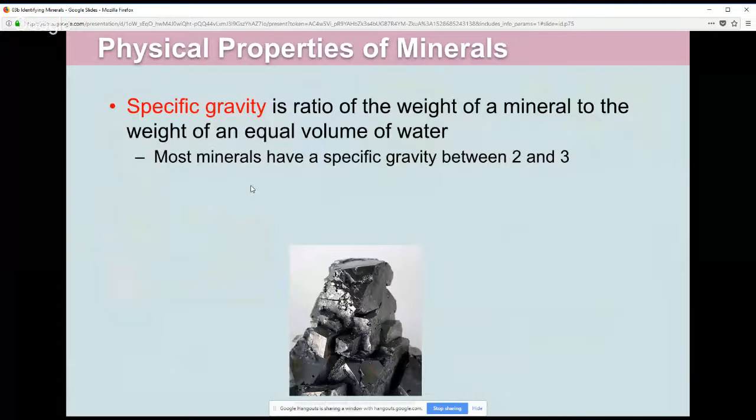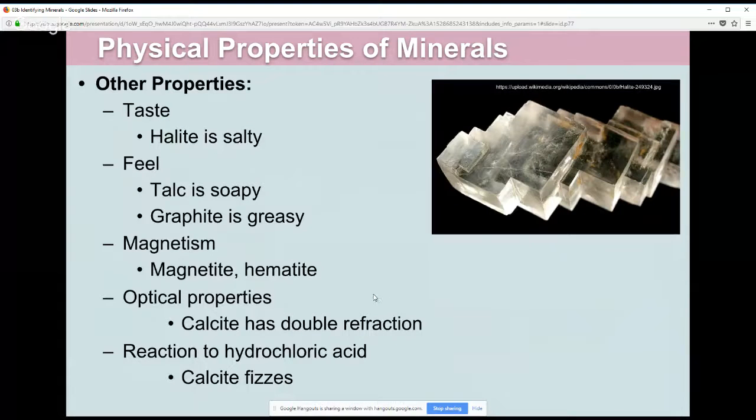Specific gravity can also be a good indicator of a mineral. And galena is an especially good example of something with a high specific gravity. Anything containing iron or lead, as galena contains lead, is heavier than it looks. And that's a good indicator that it has a high specific gravity.